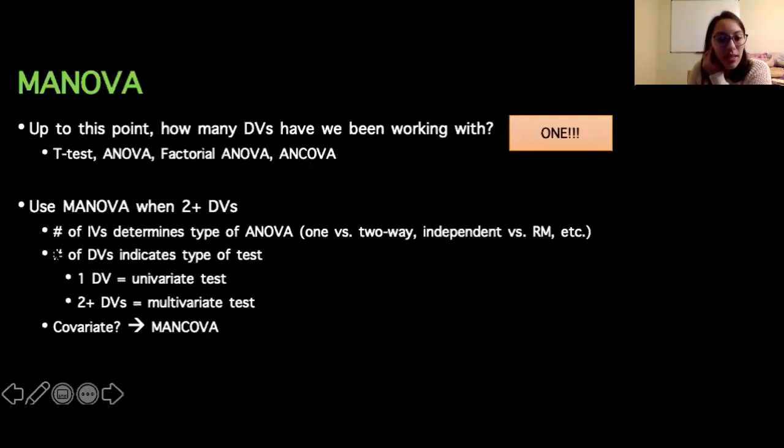Okay. But generally what we say is the number of independent variables determines the type of ANOVA, right? So if you have one independent variable, it's a one-way. If you have two, it's two-way. If you have three, it's three-way, right? But also the types of samples kind of dictate how we label things. The number of dependent variables tells us what type of test we're using, if it's a univariate, meaning one dependent variable, or a multivariate, which is two or more dependent variables.